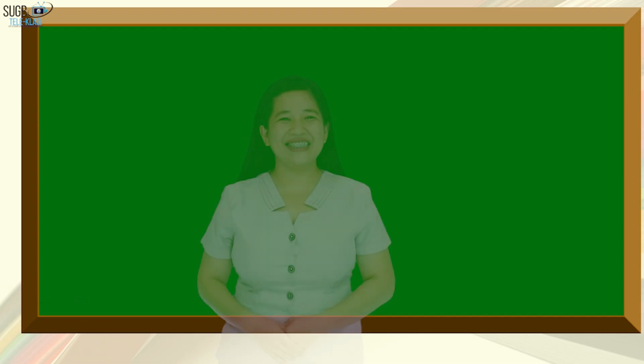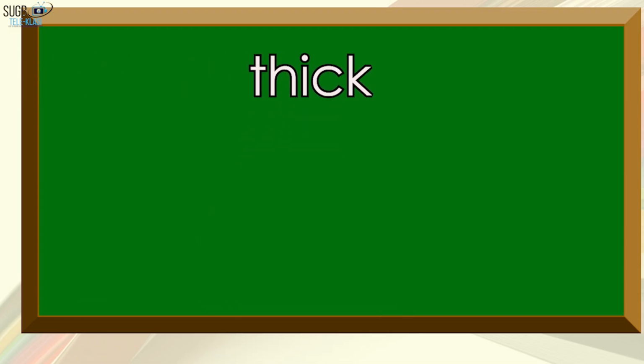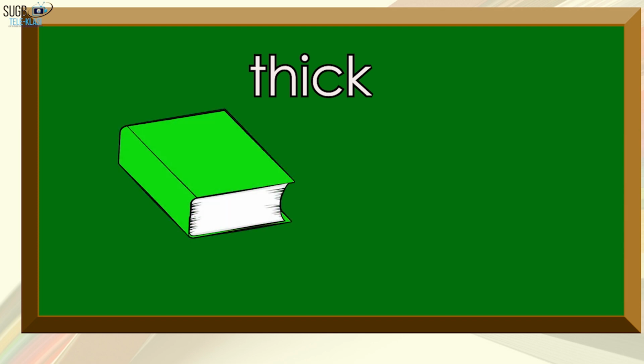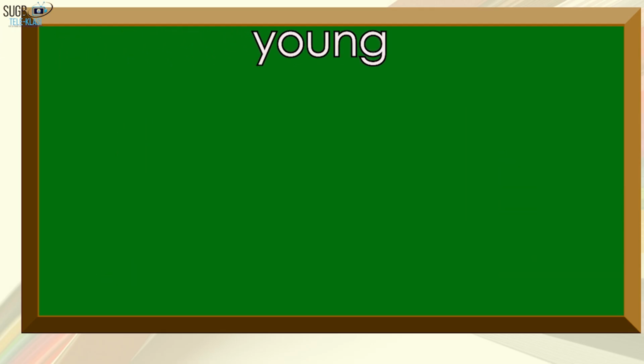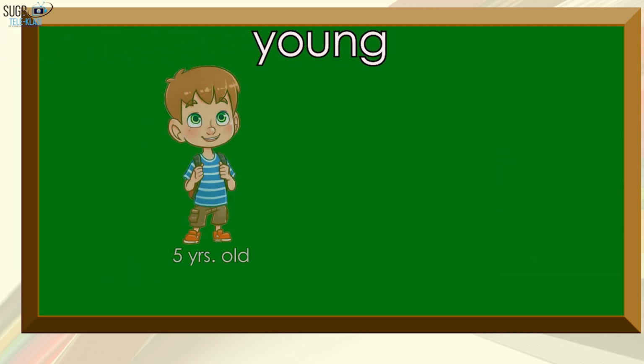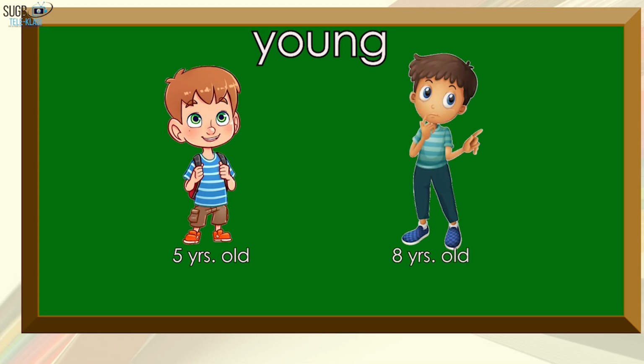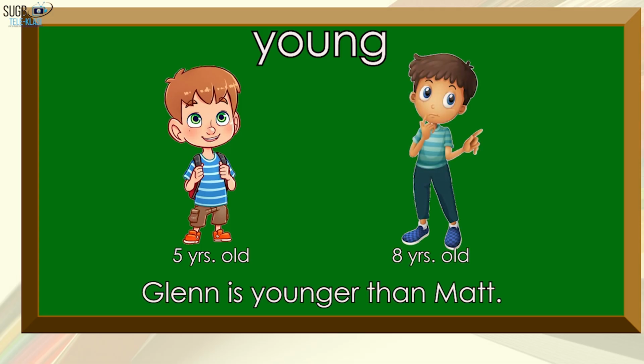Let's start! The first word is thick. How do you compare the green book and the blue book? Nice! The green book is thicker than the blue book. The next word is young. How do you compare Glenn and Matt? Wonderful! Glenn is younger than Matt.